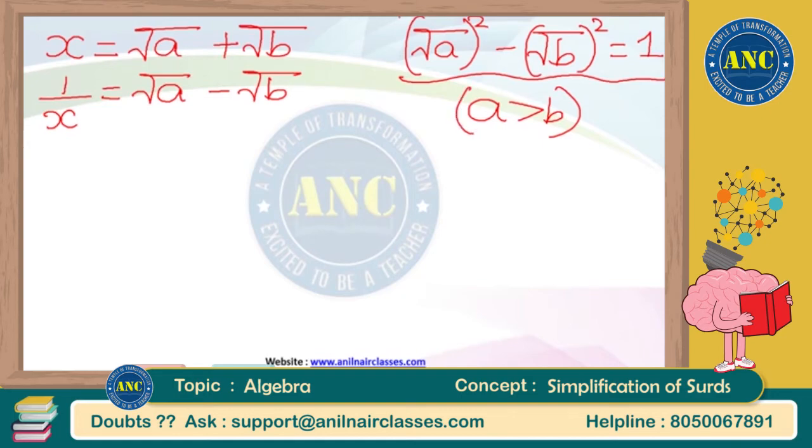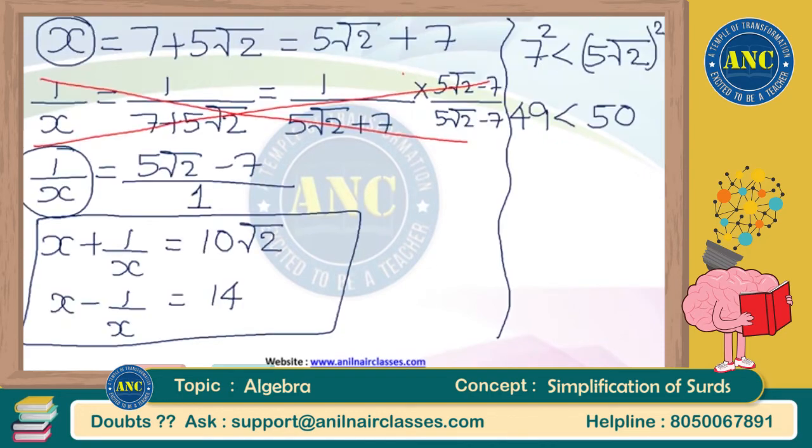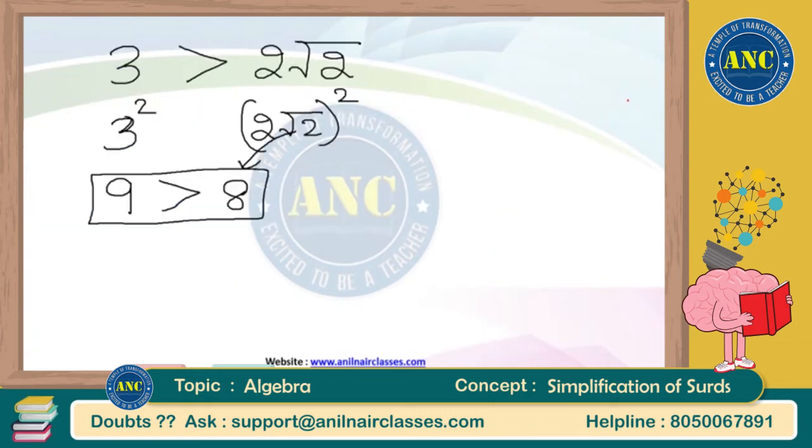Where have we studied this in our previous two examples? Root a whole square is nothing but 5 root 2 whole square. Root b whole square is nothing but 7 whole square. The difference between these two is 1. That is the reason I am teaching the same thing.